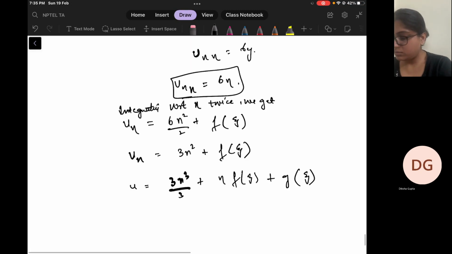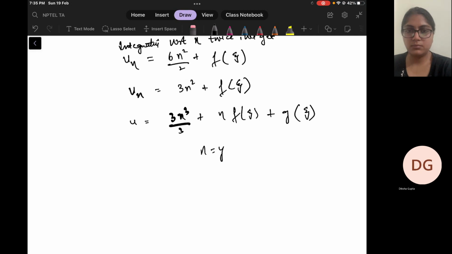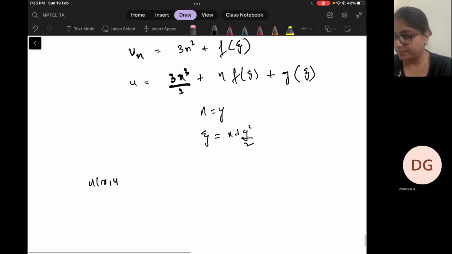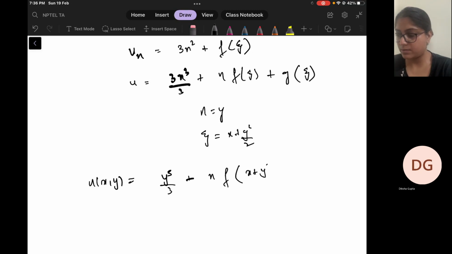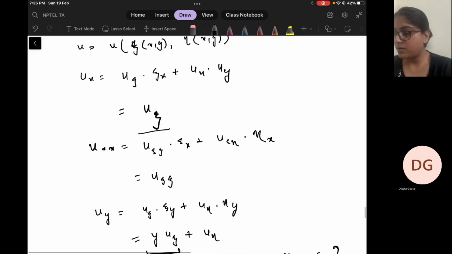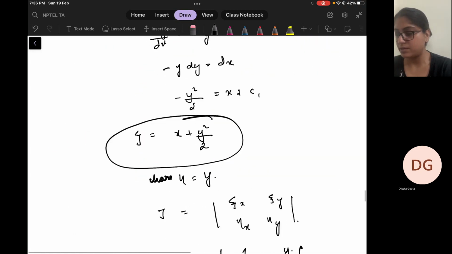Now our eta is y and epsilon is x plus y square by 2. So our general solution becomes u equals y cube by 3 plus y f(x plus y square by 2) plus g(x plus y square by 2). So this is our general solution. Hence, we have found what the question asked: to find the canonical form and to find its general solution after reducing it to the canonical form.